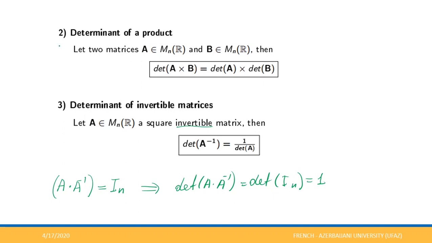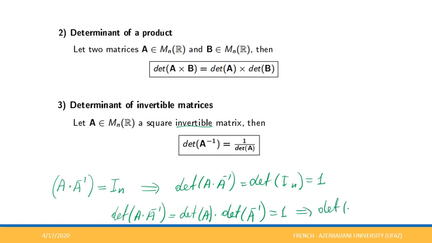Then using the second property, instead of this, we can write the determinant of A times the inverse of A is equal to the determinant of A times the determinant of the inverse of A, which is 1. From here, the determinant of inverse of A will be 1 over the determinant of A. That's all.